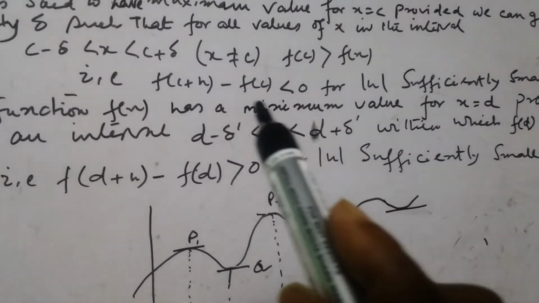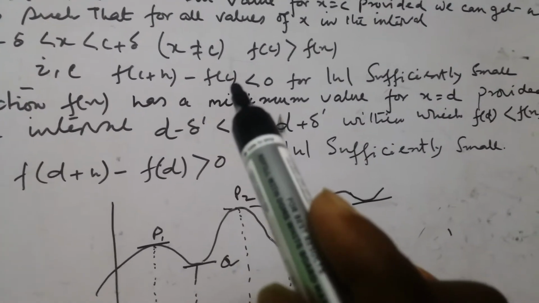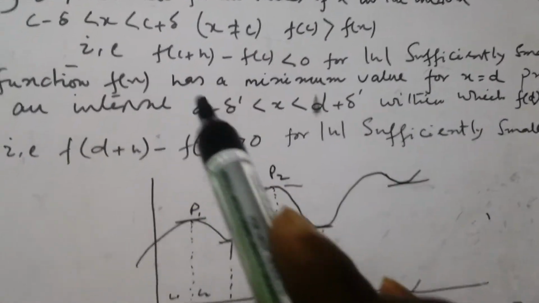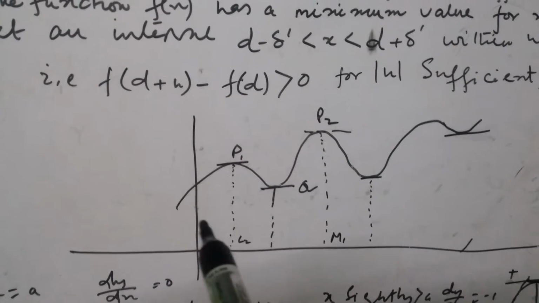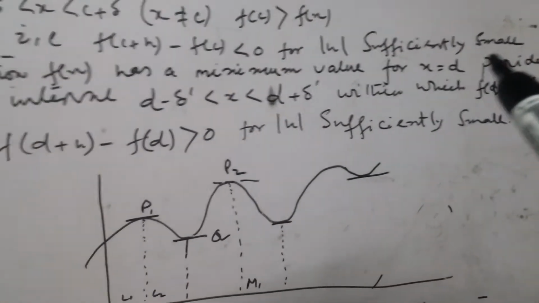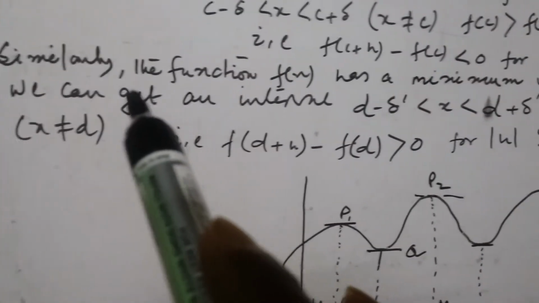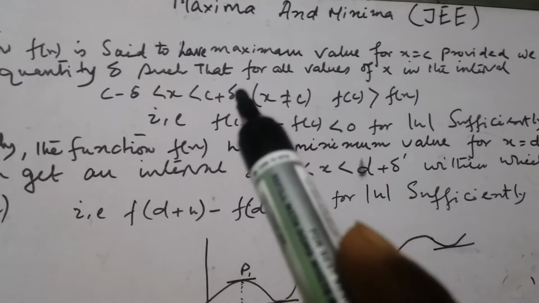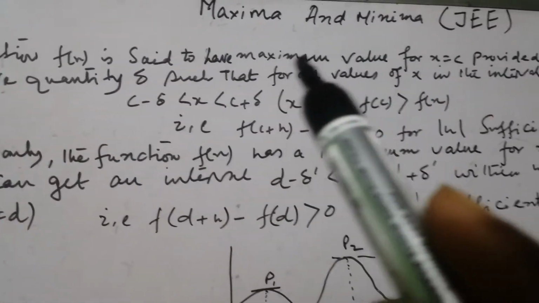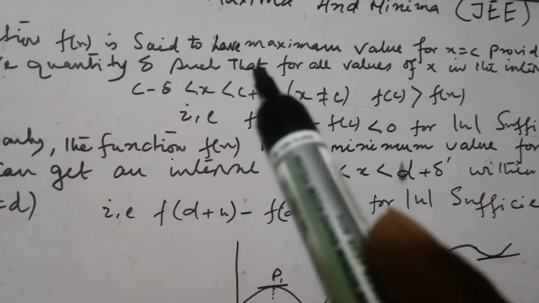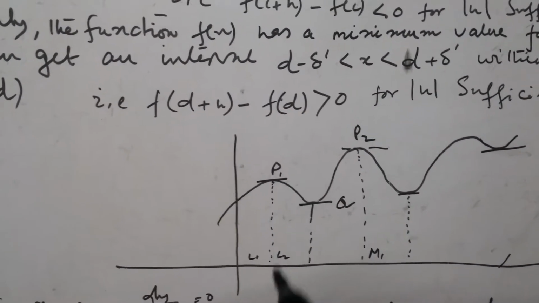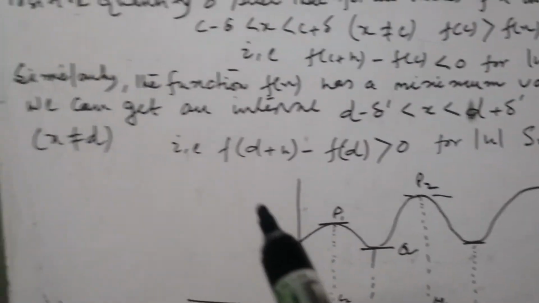So f(c plus h) minus f(c) is less than 0, because f(c) is greater than f(c plus h). Here, c plus h, c minus h, f(c) is greater for modulus h sufficiently small. Okay, then we say that at the point c it has a maximum value. Suppose this x equal to c, at this point there is a maximum value.